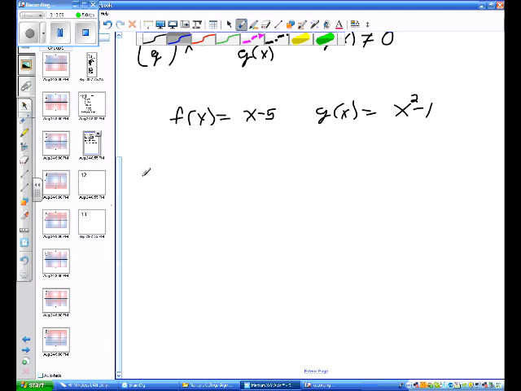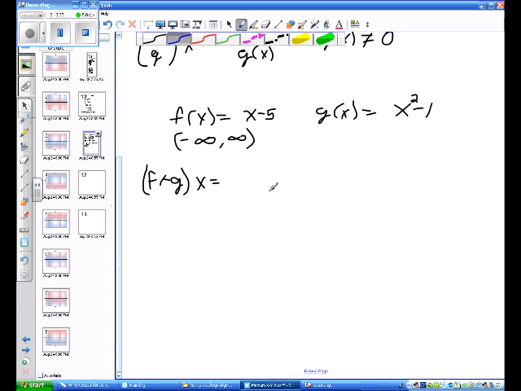Okay, we want to find out what f plus g of x is. Now, first of all, let's look at our domain. There's nothing that's going to be limited in our domain for this function. So our domain for the combination would be the same thing. It would be negative infinity to positive infinity.